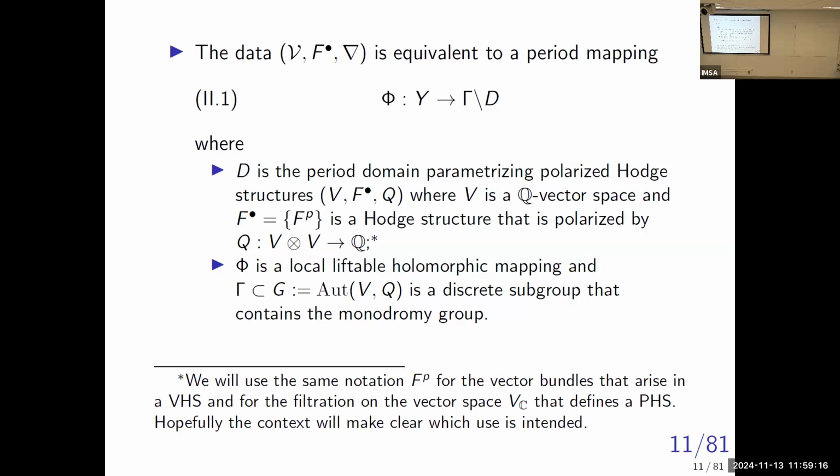And you should locally be able to lift the period mapping to the space of Hodge structures. There'll be fixed points of the monodromy group. So if you want to work in this situation, it requires more technical work, so it's just simpler to assume that the thing is locally liftable.